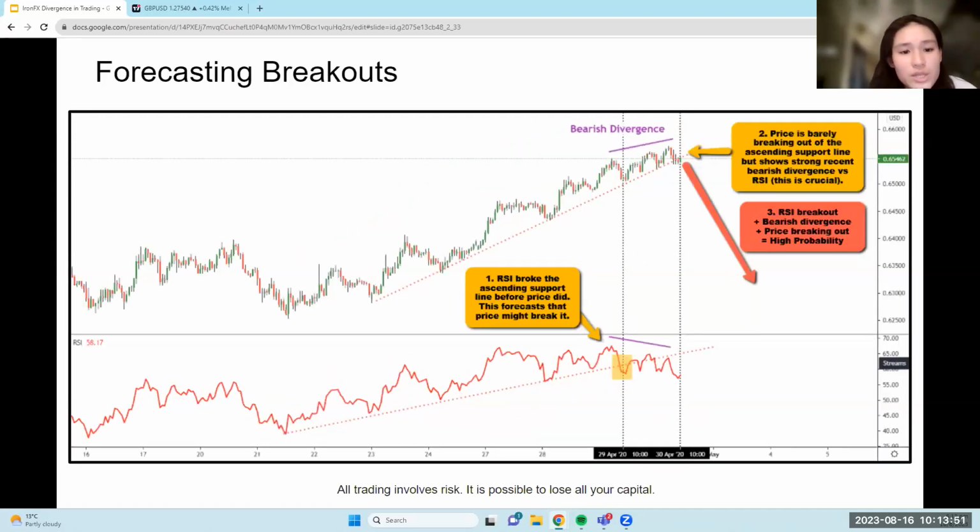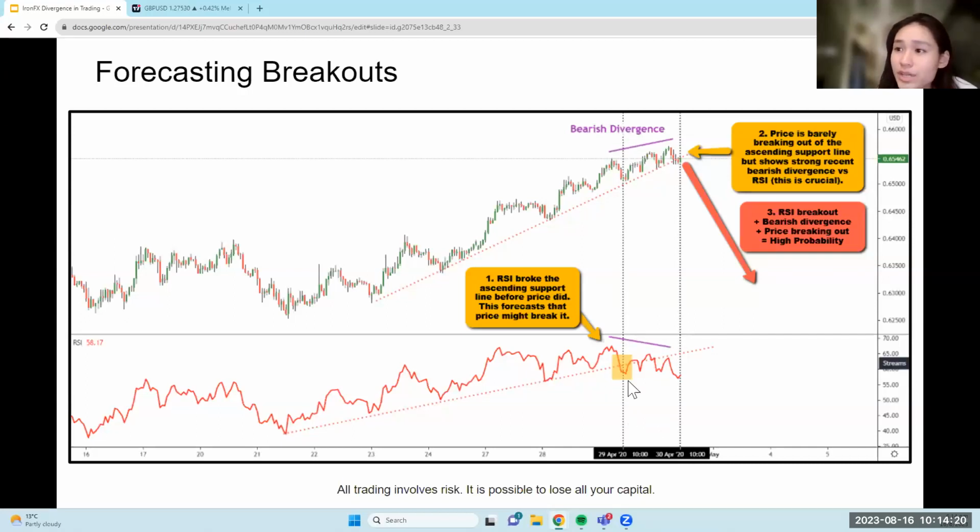Okay, so next we have forecasting breakouts. On our price chart, we have an ascending trend line. Remember, for a valid ascending trend line, we need three significant swing lows for it to be considered a valid trend line. So in this case, we have definitely more than 3 points on the line. Same goes for our RSI.